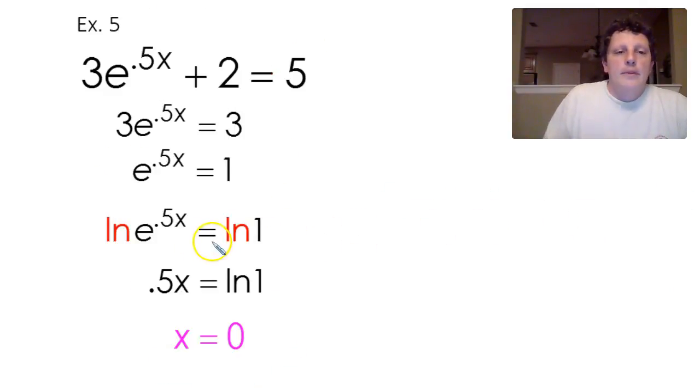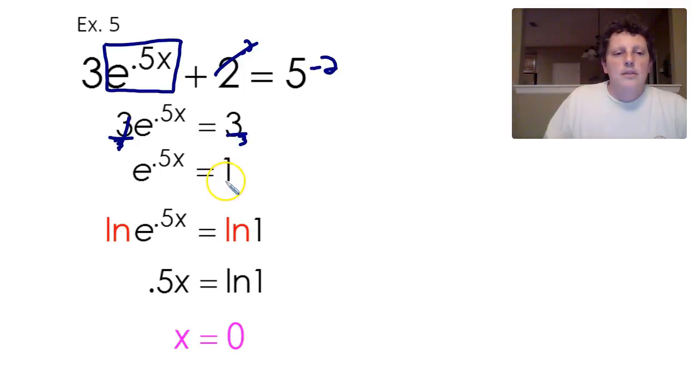Example 5. Again, the base and exponent that I want to isolate is e raised to the 0.5x. That means that the 3 has to be gotten rid of, and the plus 2 has to be gotten rid of. I have to isolate the base and exponent. Everything else goes to the other side of the equal sign using an opposite operation. So I'm going to subtract 2 first to give me 3. I'm going to divide by 3 next to give me 1.